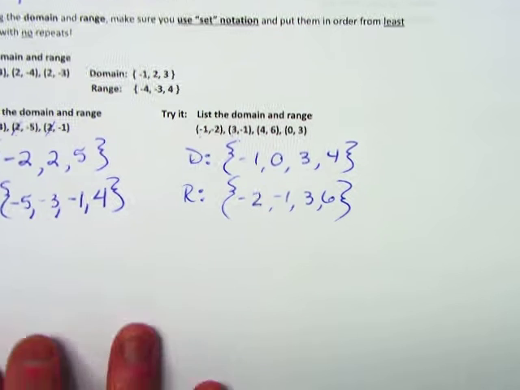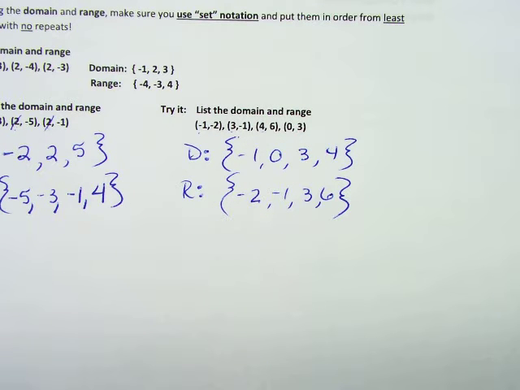All right, that's what you should have gotten. The domain should have been -1, 0, 3, 4. And then the range should have been -2, -1, 3, and then a 6. You doing okay? All right, flip it over.